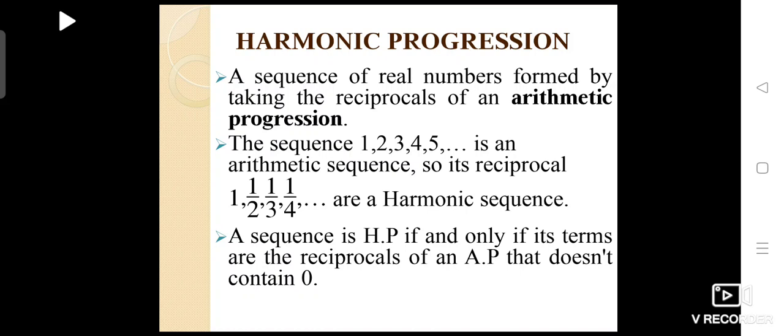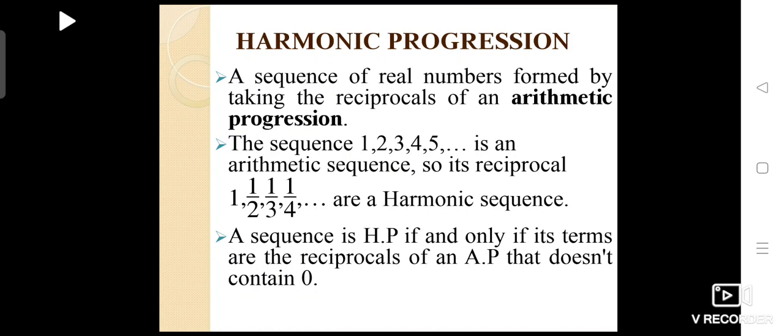For example, take 1, 2, 3, 4, 5 and so on. We just take the reciprocal of these terms: 1, 1 by 2, 1 by 3, 1 by 4, and so on. That sequence is called a harmonic sequence.